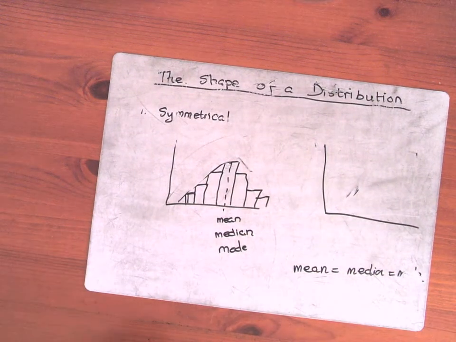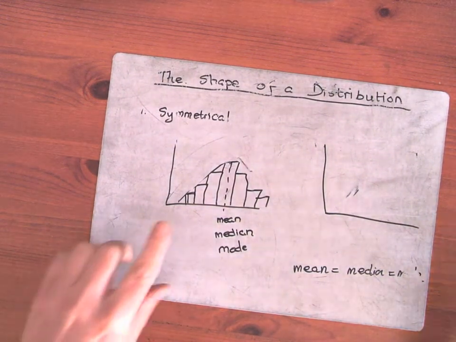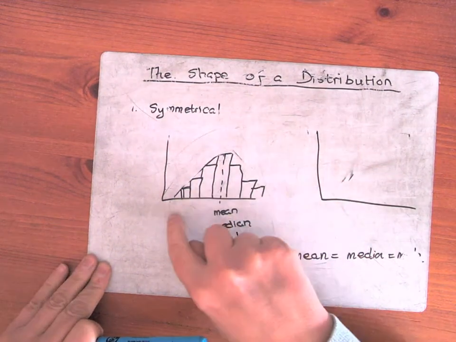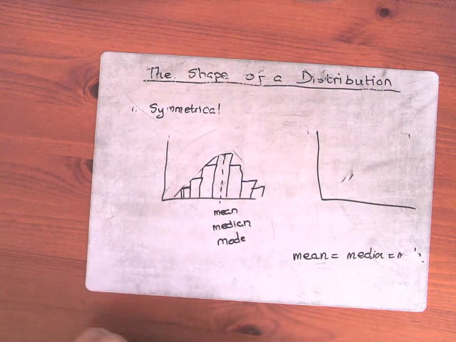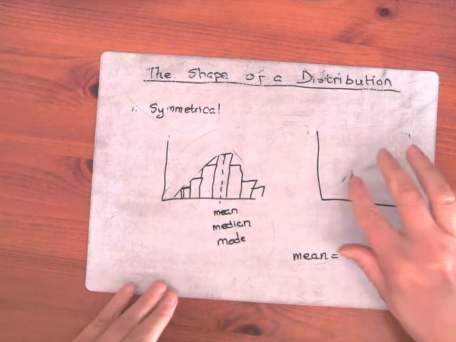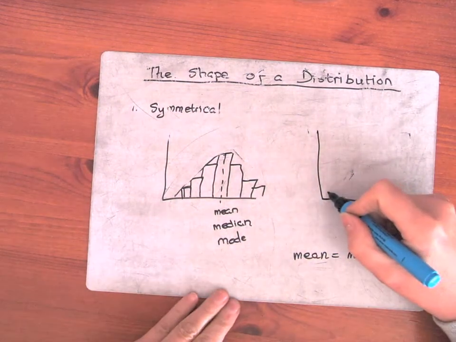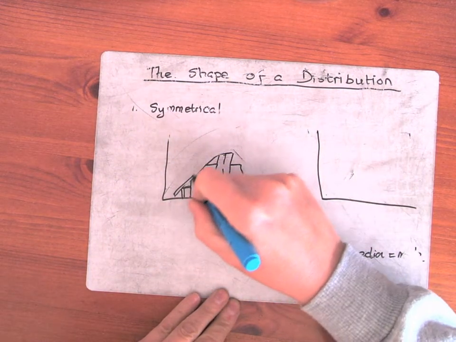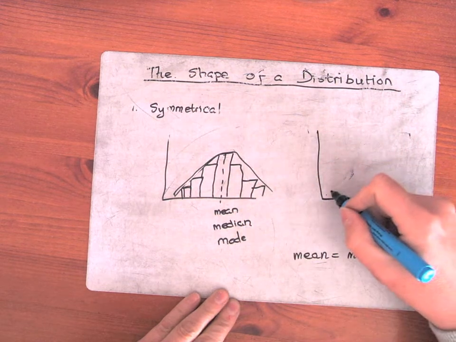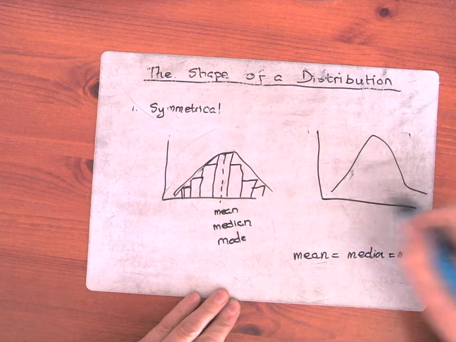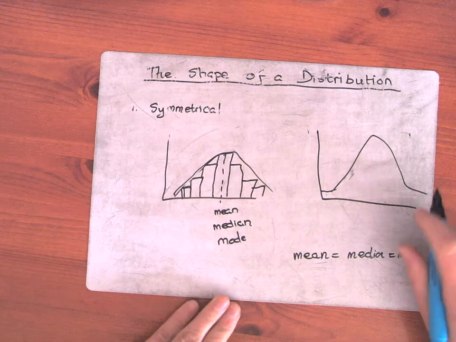Okay, shapes of distributions. So when you draw your histogram, if it goes up and then down, that's symmetrical. If you were to draw it without the bars, or just draw a curve around the top of the bars, it would be up, then down. That's called a normal distribution. We'll be hearing more about that.